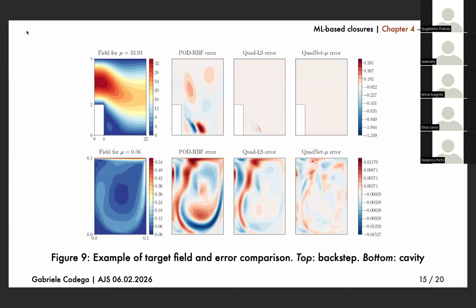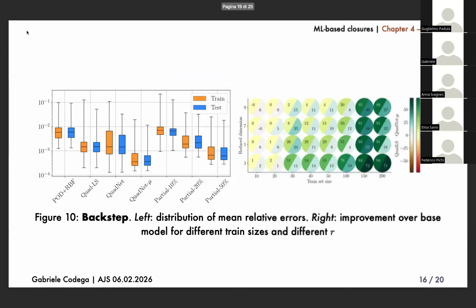And actually, this is just for one snapshot. I have some results summarized in this box plot. This is for the back step. I have the same for the cavity. I'm going to show you in a while. And so let's focus a little bit on those first four boxes here. So this is the error of the base model, so the error of POD.